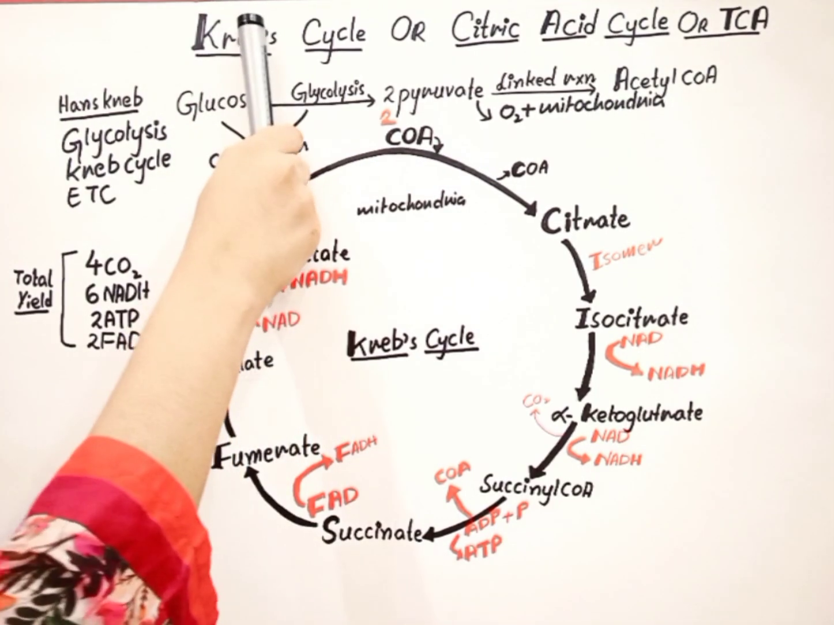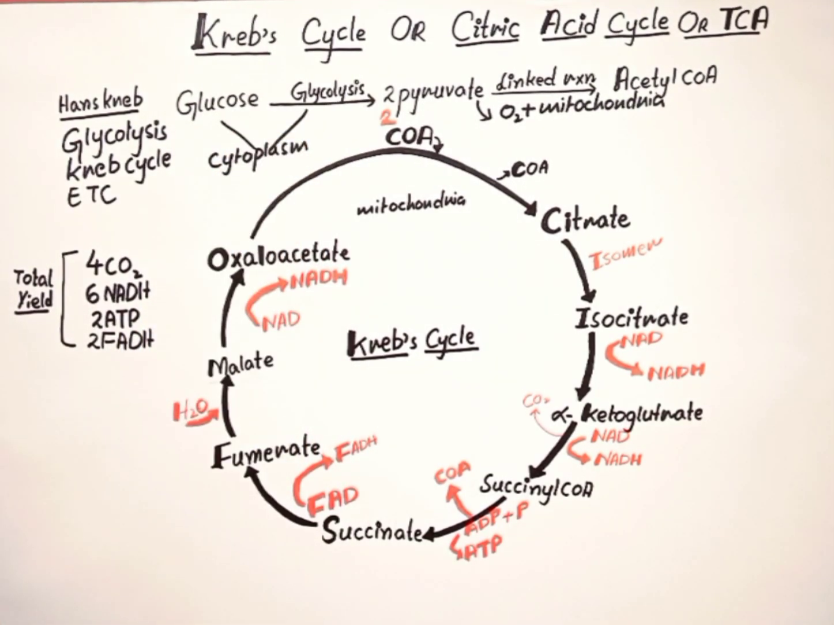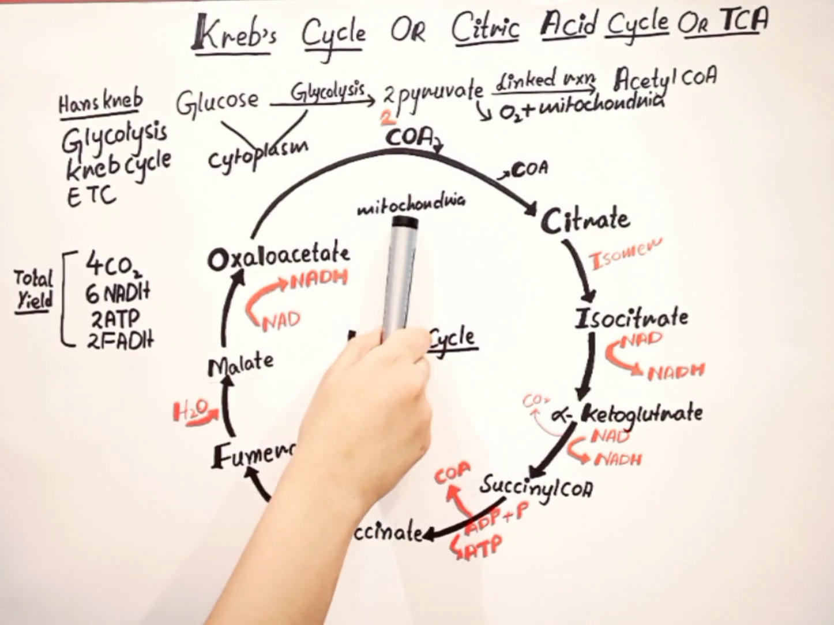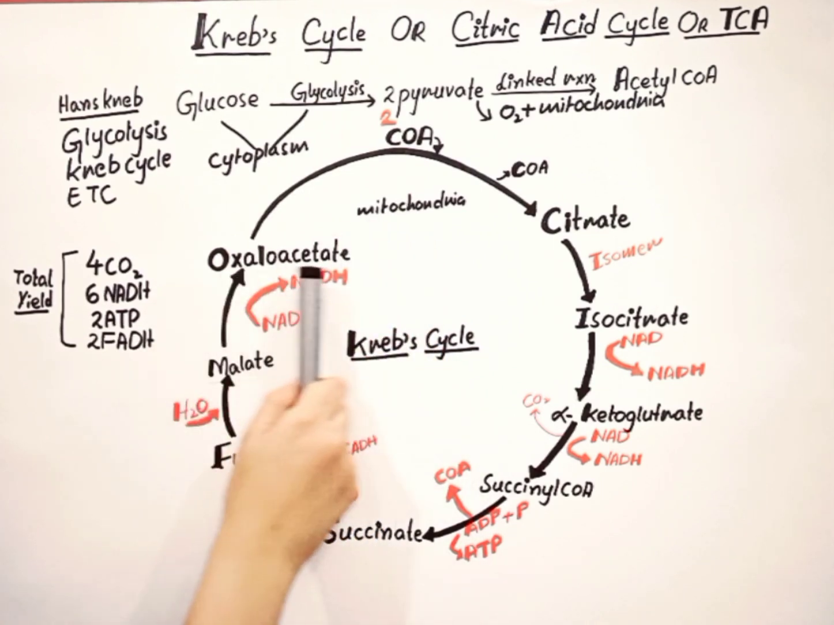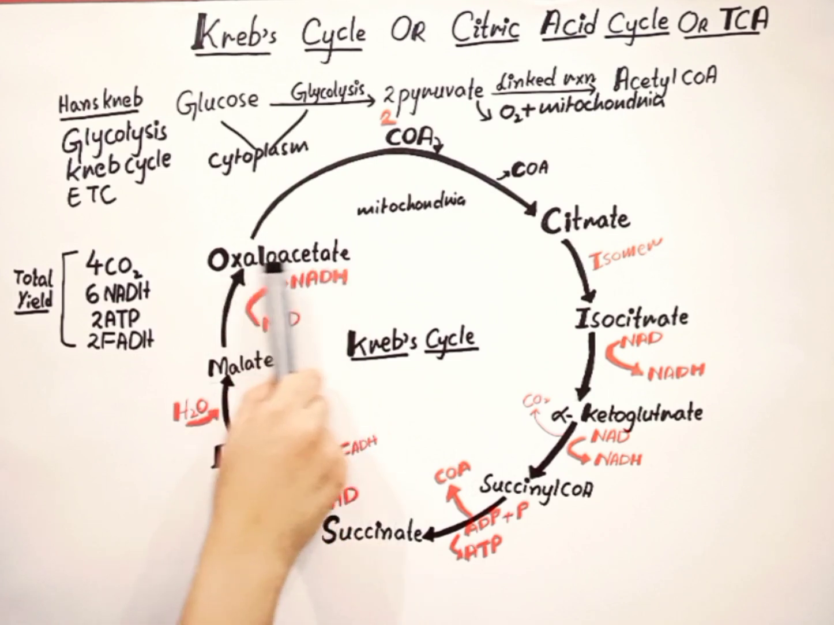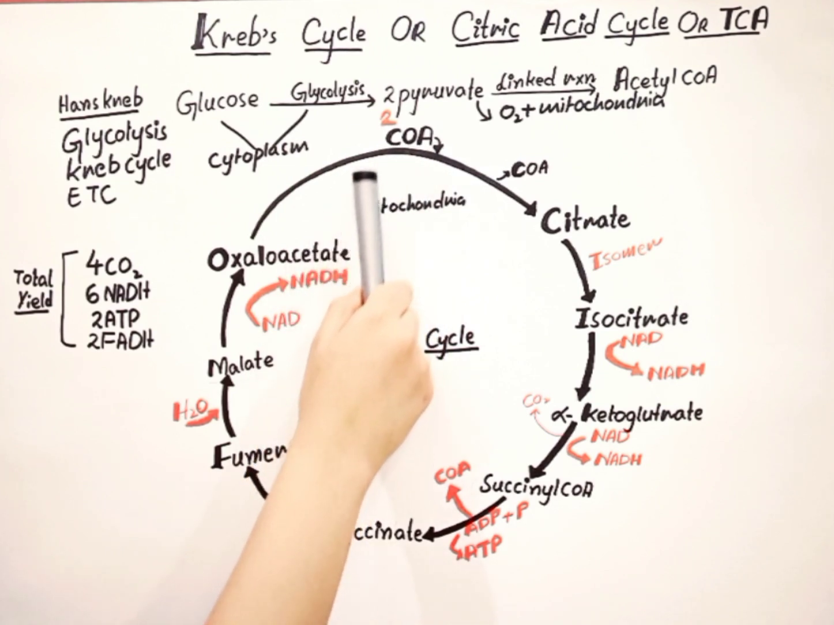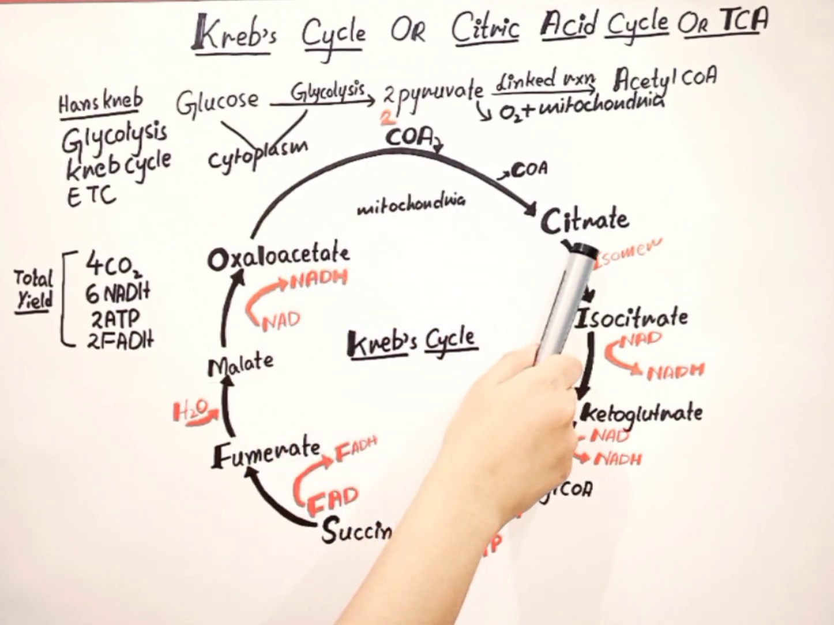and with this link reaction, the pyruvate molecule will convert into acetyl coenzyme A. Let's discuss this Krebs cycle. The Krebs cycle takes place within the matrix of the mitochondria, and the matrix already contains a molecule called oxaloacetate. This oxaloacetate will attach to this coenzyme A, and now a new molecule will form which is called citrate, a 6-carbon molecule.